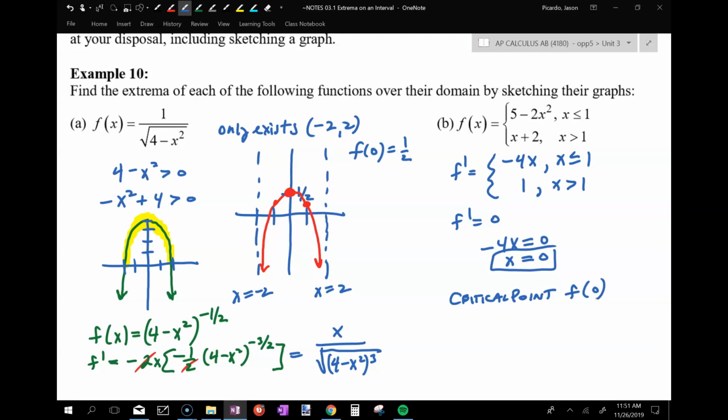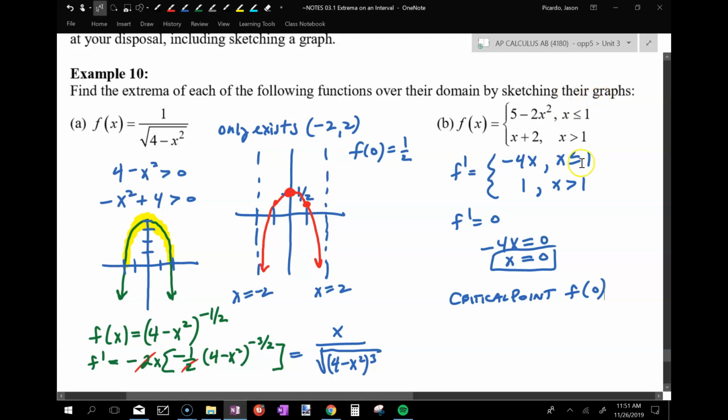Okay. Hey, one more thing. Is there any other value that would be critical here? Because remember, critical values exist when what? Derivatives equal 0 or derivatives don't exist. Where would the derivative not exist? At 1. Why would it not exist at 1? Because if I plug 1 into this, what do I get? 3. If I plug 1 into this, what do I get? 3. Oh, actually, hang on a minute.